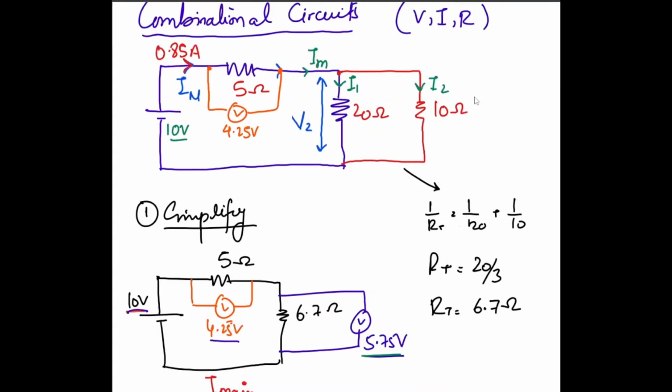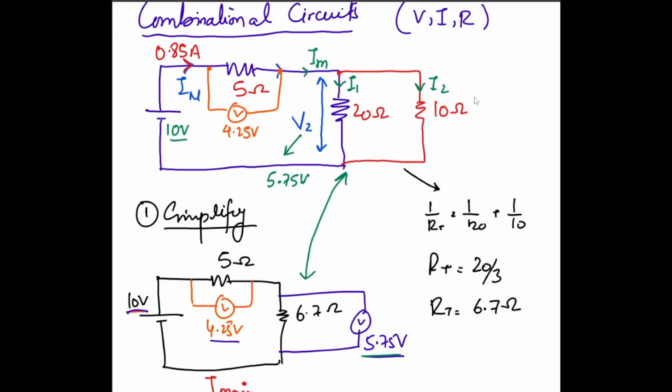But since the parallel combination is difficult to solve, we have simplified this over here to replace them by a single resistor so that it becomes easy to solve. Once we find out the voltage of their representative, we can now go back to the main circuit, hoping that the V2 value will be 5.75 volts. Do we agree up to this point?